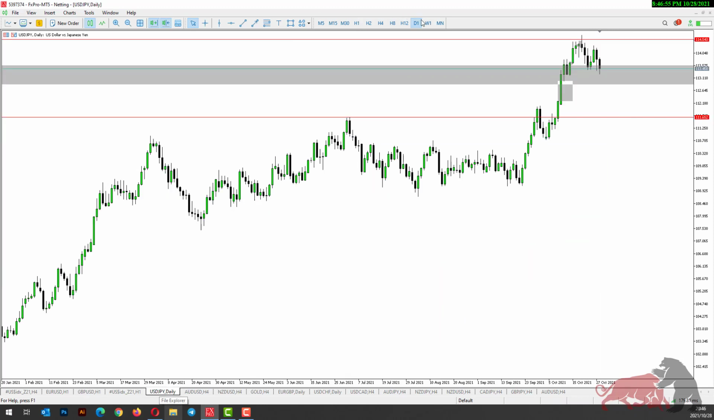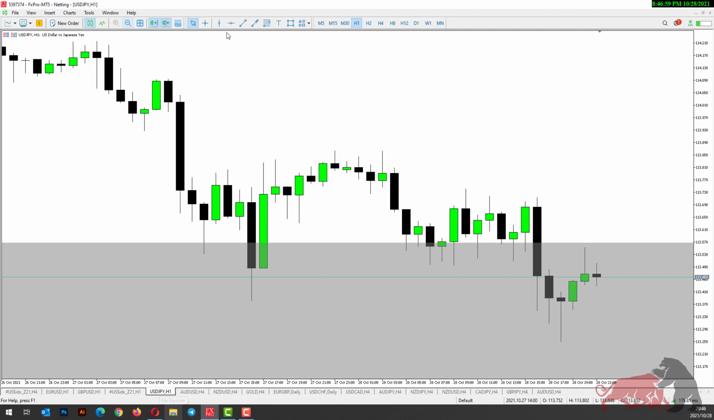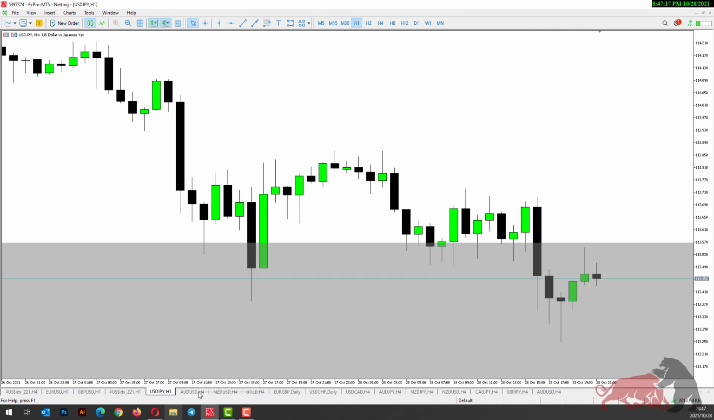USD JPY, you'd have been looking for shorts from where? Let's see, 2:30, 3 o'clock. Let me go to, I'm on H1. So that's 3 o'clock. USD JPY, you'd have been shorting it from here, and it dropped 44 pips, 180 plus 44. You're already looking at about 220 pips.